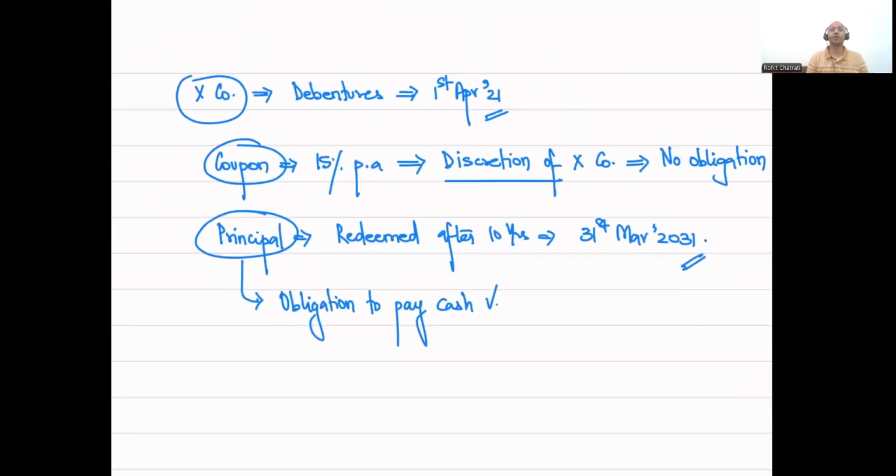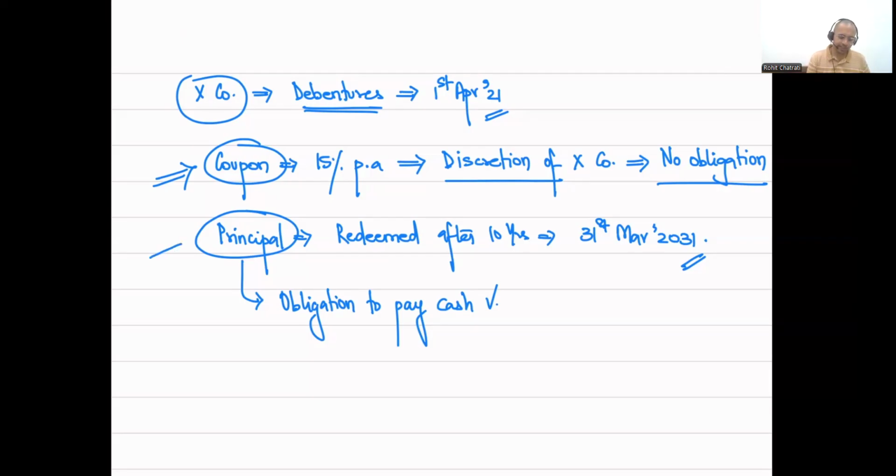So therefore, if you notice, this instrument, the debenture, has the characteristic of both financial liability and equity. The reason being, with respect to the coupon, there is no obligation, which is basically equity in nature, where you do not have any obligation to pay cash. That is equity-like nature.